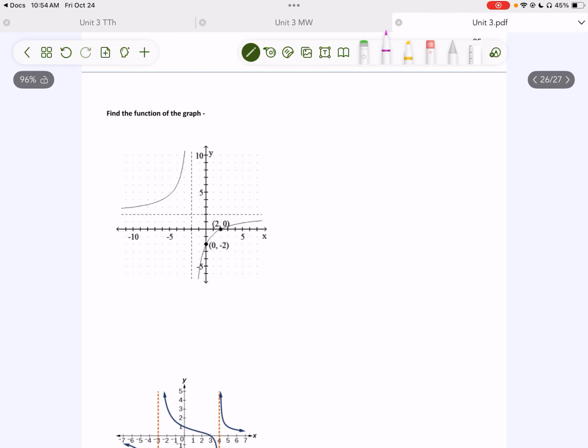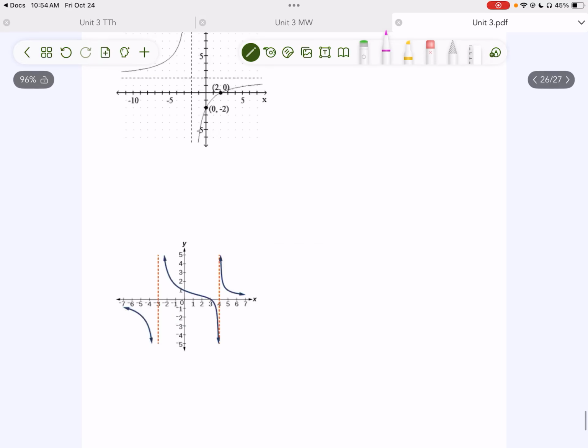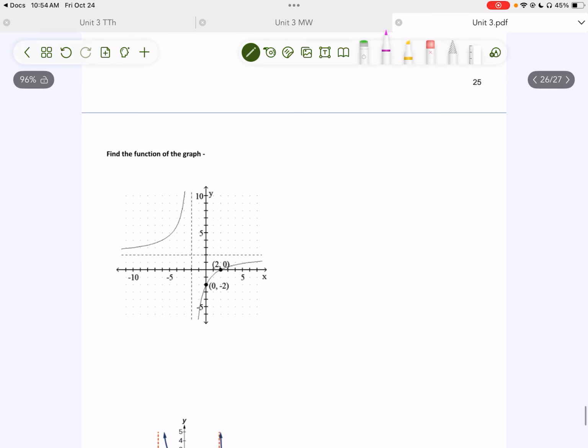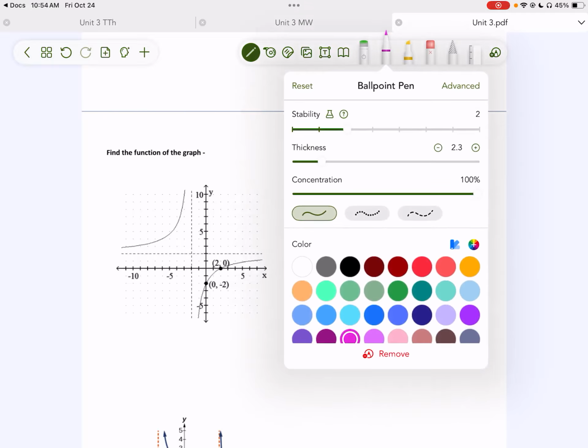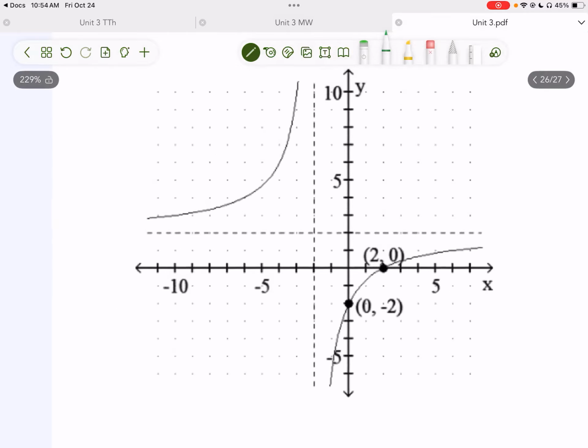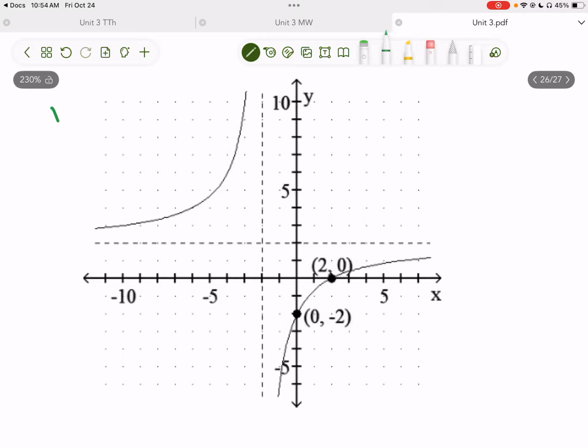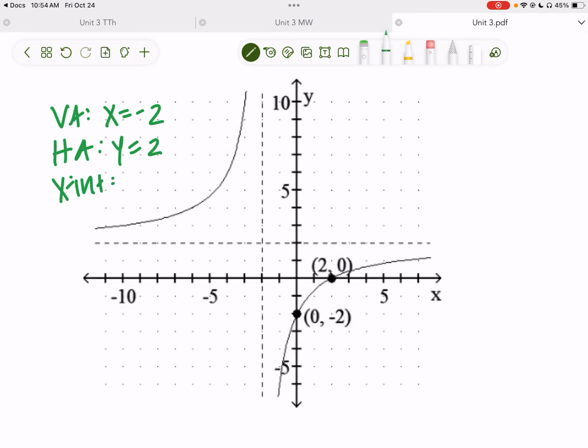All right, on the second to last page, we are going to find functions of the graph. Starting point here is to write down everything that you know. I'm going to zoom in pretty far here so we can see everything. I have a vertical asymptote at x is -2, horizontal asymptote at y is 2. Oh, heads up, all of the numbers are 2s. So this one's kind of tricky, so I will again color code. The x-intercept is (2, 0). The y-intercept, shocker, (0, -2).